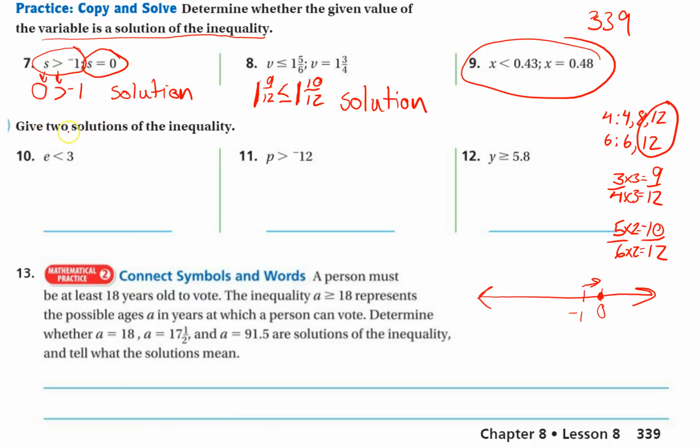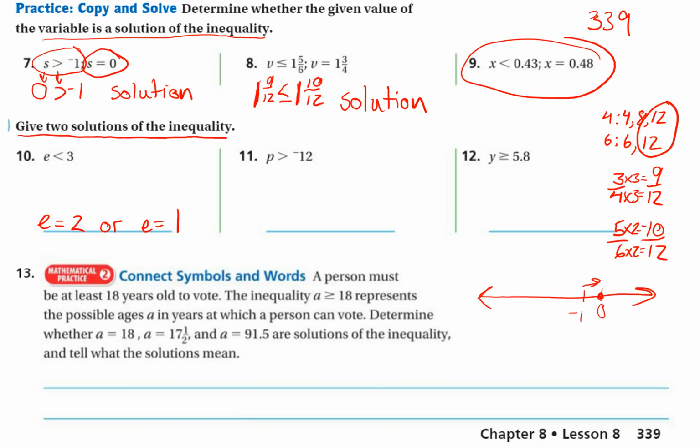Next, we have new directions. It just says give 2 solutions of the inequality. So you get to pick. Remember, with inequalities, there's lots of correct answers. So you just need to say 2 of them that will work. So for E has to be less than 3, so E could equal 2, and the inequality would be true. Or E could equal 1, and the inequality would be true.